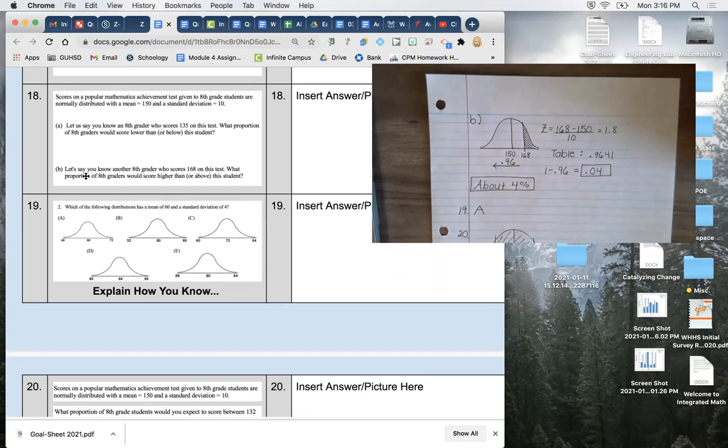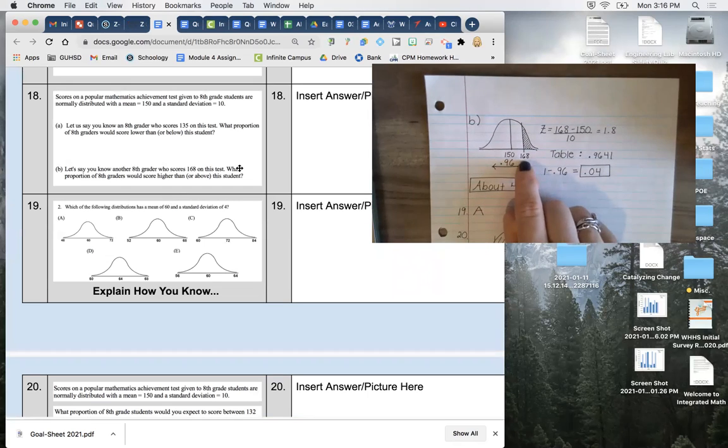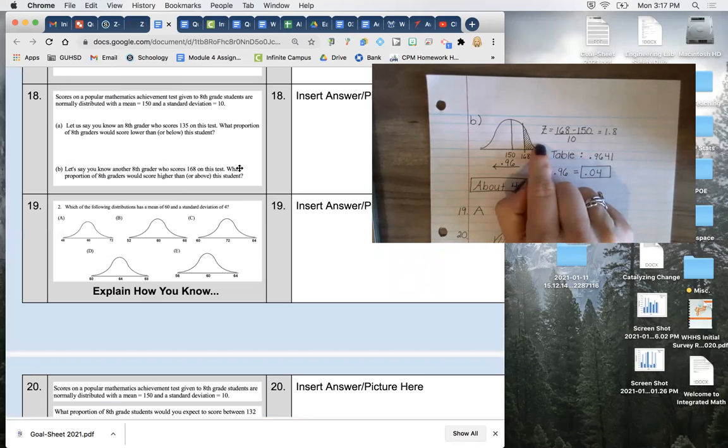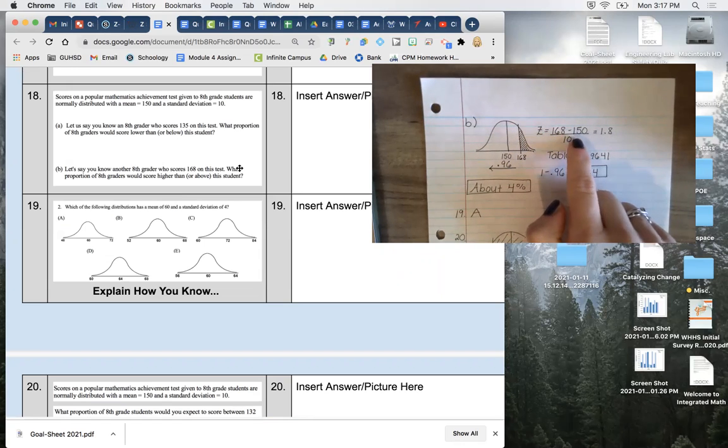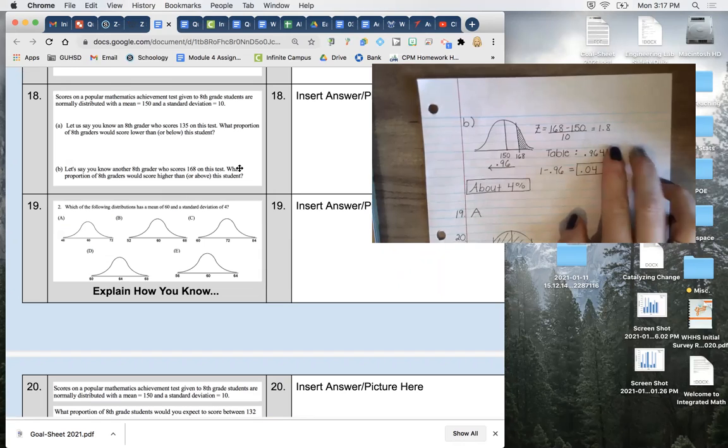On this one, it says, let's say you know another 8th grader who scores 168. But we want to know how many people scored above them. We're going to have to do something in the end for that above, but I have shaded it. So in this one, I take that 168 minus the mean over the standard deviation to get that 1.8.